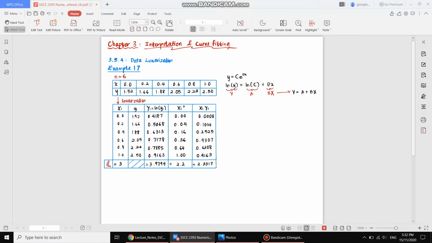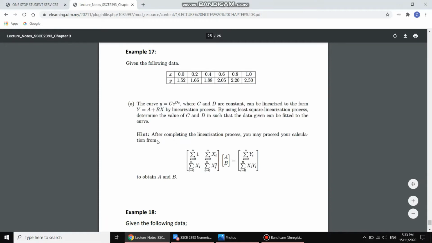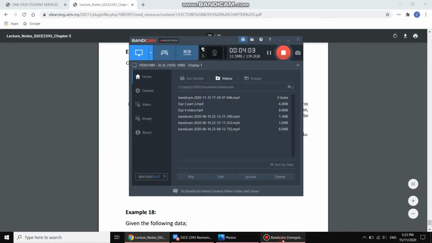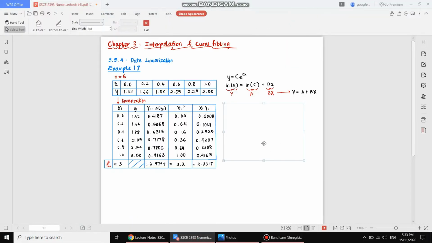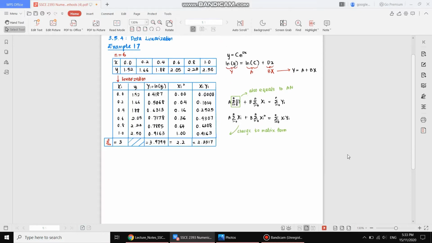So we proceed and look back to our question. There's a hint that the matrix equation is given, so we have to apply it in our solution. Okay, here it is.